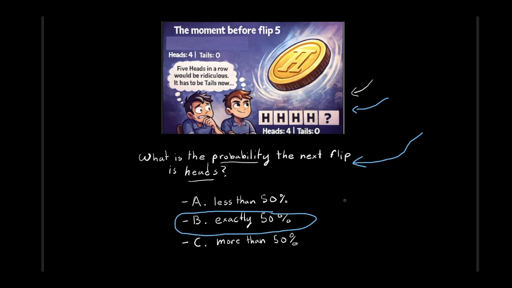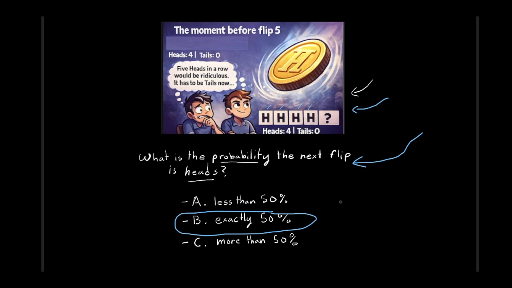But this is exactly where our brains tend to get a little bit confused sometimes. Because when we see a long streak like heads, heads, heads, heads, it feels like the coin somehow owes us a tails. We think tails is more likely now because things have to even out.